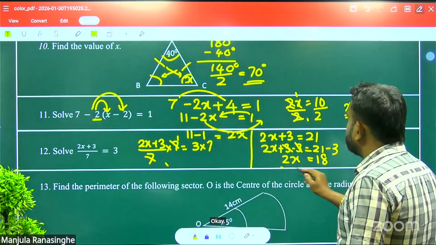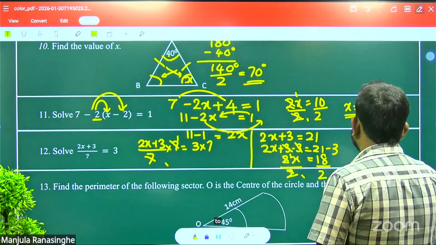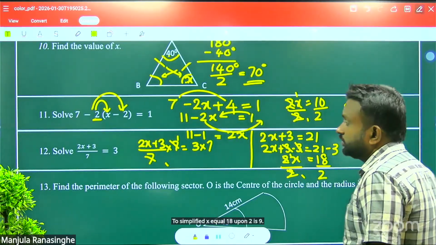Okay, then to get x as the subject, you divide by 2. 2 simplified, x = 18 upon 2 is 9. x = 9.